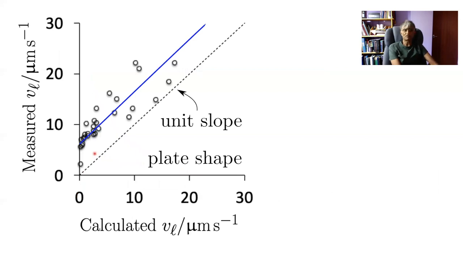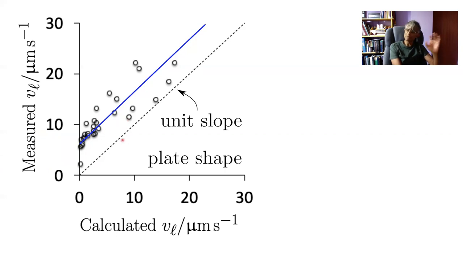When we plot for many different alloys the lengthening rate of Widmanstätten ferrite, this is the calculated lengthening rate and measured lengthening rate, taking account of capillarity, which was the cost of creating new interface. We in fact get the correct trend here, but we actually get a slightly higher growth rate than would be predicted using that equation.